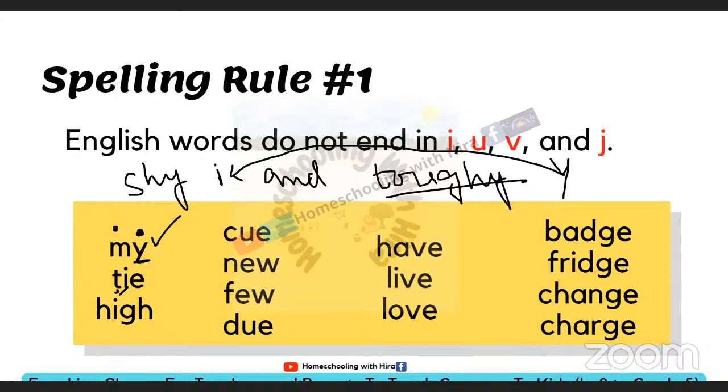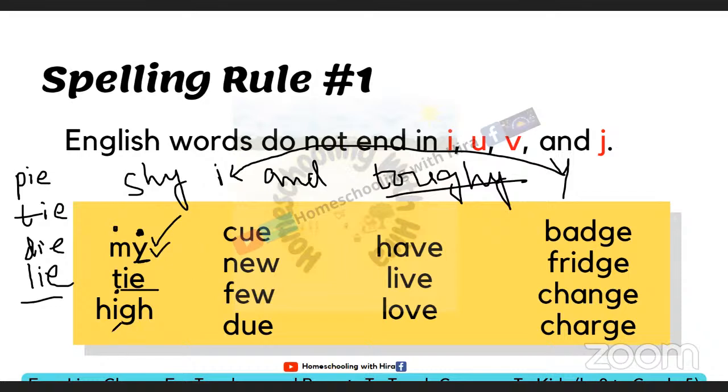We can also write the I sound with the IE pattern, but we have only 4 common words that end in this: tie, pie, die, lie. Right? Except these words, if you have the I sound at the end of a short word, most of the time it is letter Y. Fry, dry, try, cry.